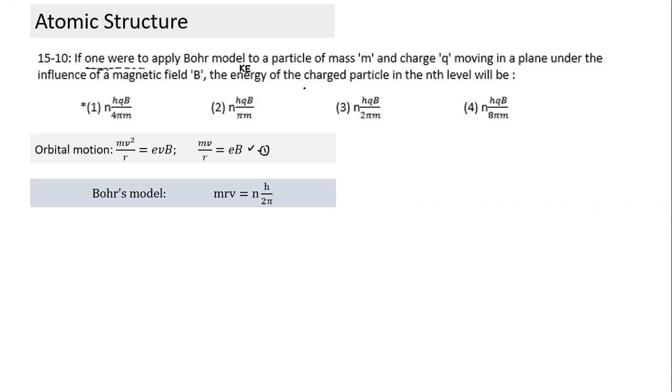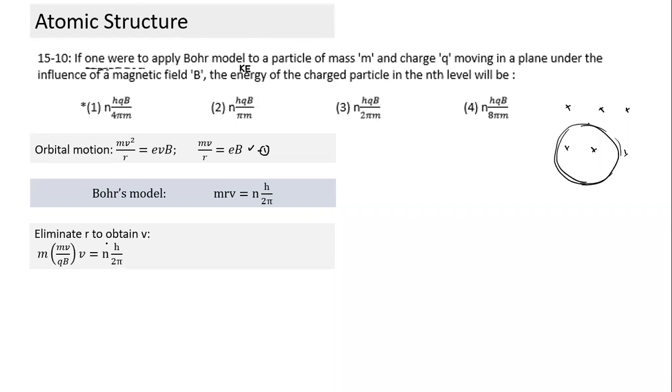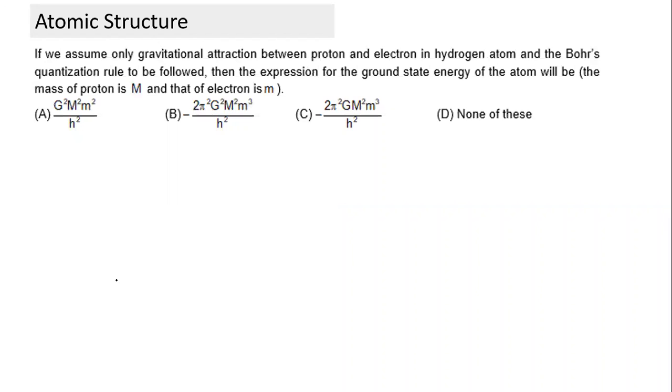When you talk about the energy of the charged particle in the nth level, see, the field is something like this and the charged particle is moving. In a uniform field, it goes into a circular path. It has only kinetic energy; there's no potential energy associated with this. So how would you calculate kinetic energy here? I have to calculate velocity. How would I calculate velocity? By eliminating r to obtain v. Whichever equation we take, we eliminate r, and from this equation r is equal to mv by qB. We substitute in the other equation and get a value of v. Once we have the value of v, we can calculate kinetic energy, which is equal to 1 by 2 mv square.